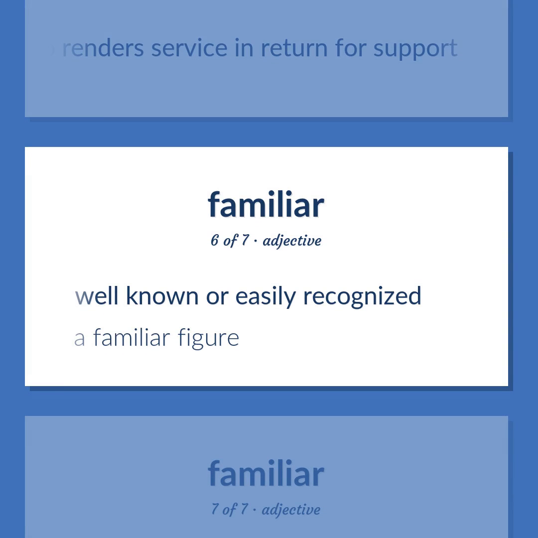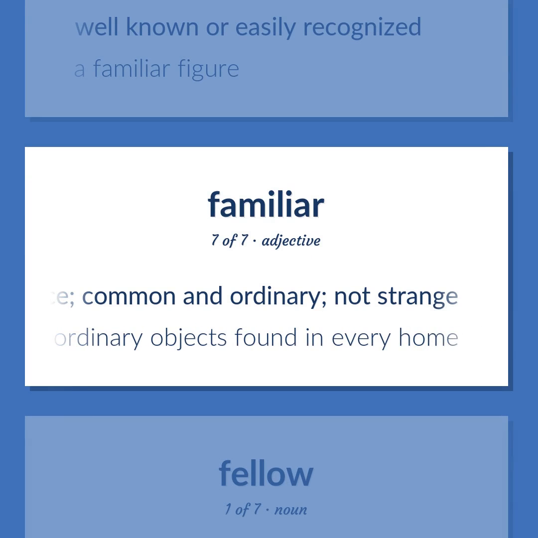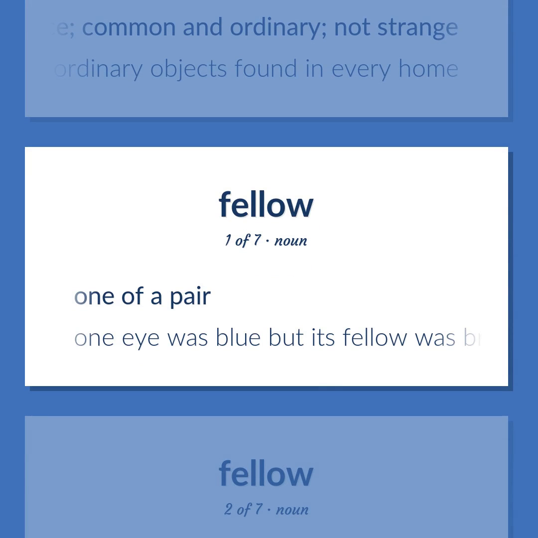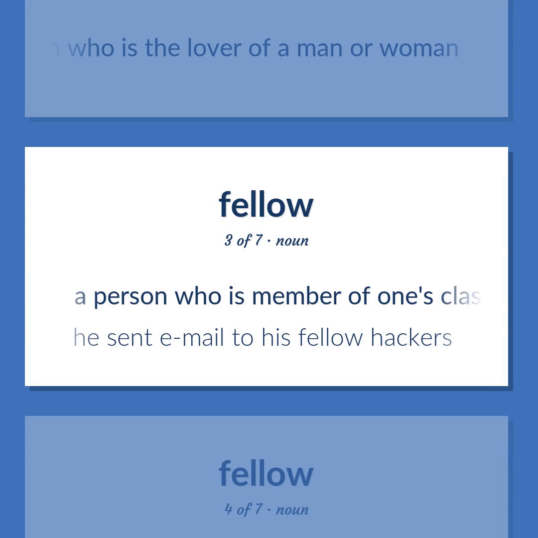Well known or easily recognized. A familiar figure. Within normal everyday experience. Common and ordinary, not strange. Familiar ordinary objects found in every home. One of a pair. One eye was blue but its fellow was brown. A man who is the lover of a man or woman. A person who is member of one's class or profession. He sent email to his fellow hackers.